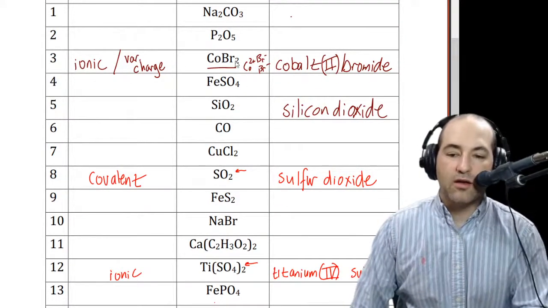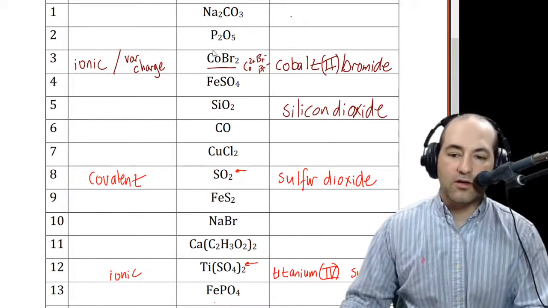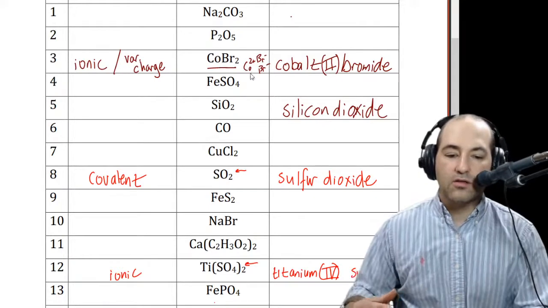Binary is correct. Yeah. Binary just means there's only two elements. There's a metal and a non-metal.